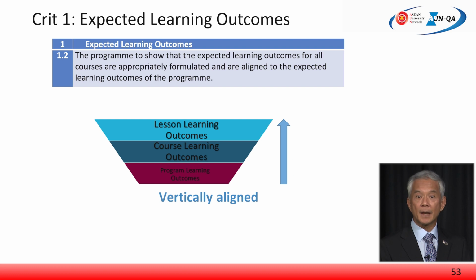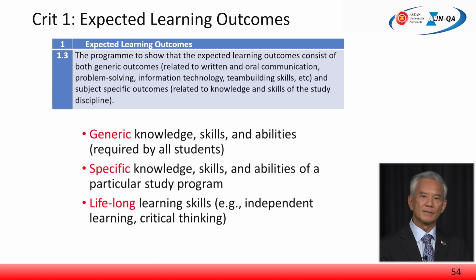Then, the learning outcomes from the 40 or so courses that make up a degree program need to be aligned also to form the higher order learning outcomes for the entire program. Be sure to make clear this vertical alignment when you write your self-assessment report.